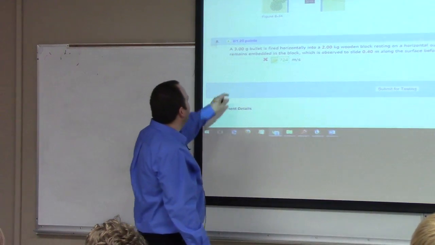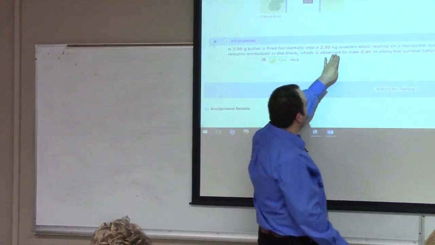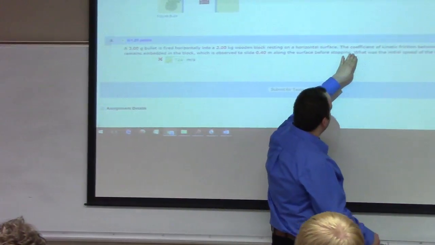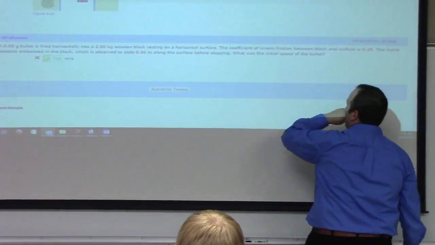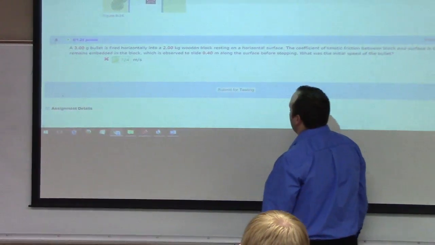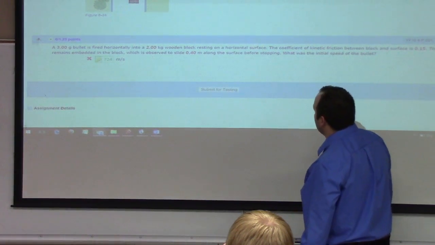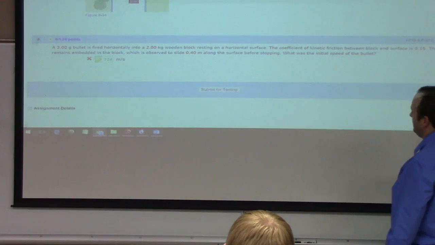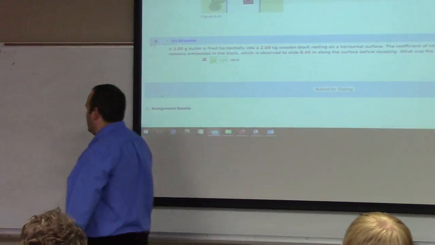A 3-gram bullet is fired horizontally into a 2-kilogram wooden block resting on a horizontal surface. The coefficient of kinetic friction between the block and the surface is 0.15. The bullet remains embedded in the block, which is observed to slide 0.4 meters along the surface before stopping. What was the initial speed of the bullet? Oh, well, this isn't a bad one.